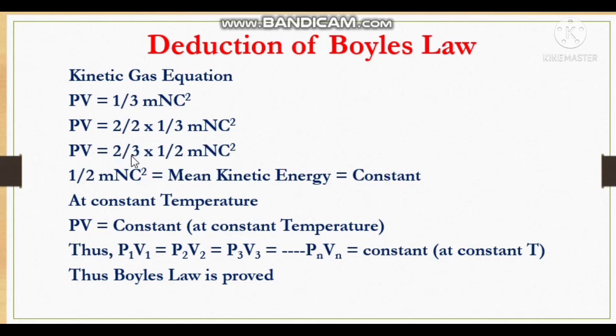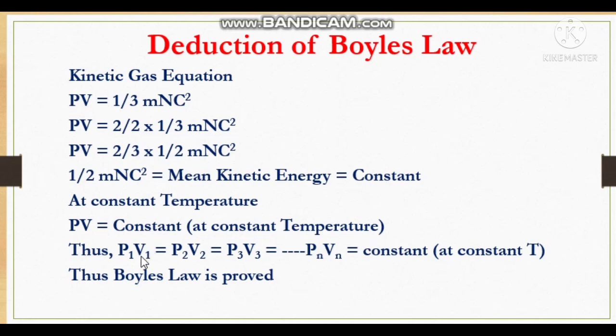Now this 2 by 3 is constant, and this 1 by 2 mc square is equal to the mean kinetic energy. And this mean kinetic energy depends on the temperature of the gas. It means if the temperature of the gas is constant, the mean kinetic energy of the gas also remains constant. Now the left side of the equation is PV, so we'll write this PV as it is. The right side of the equation will become constant when the temperature is kept constant. So PV is equal to constant.